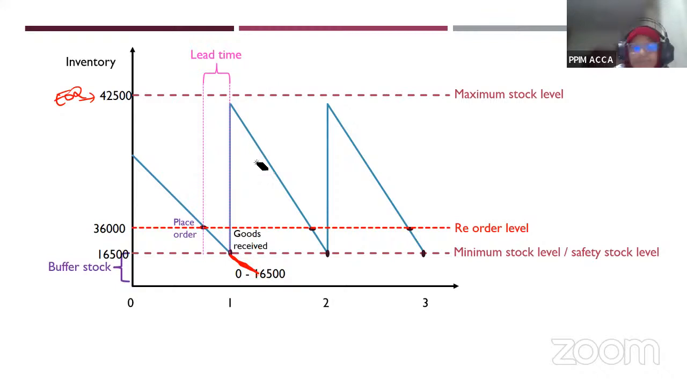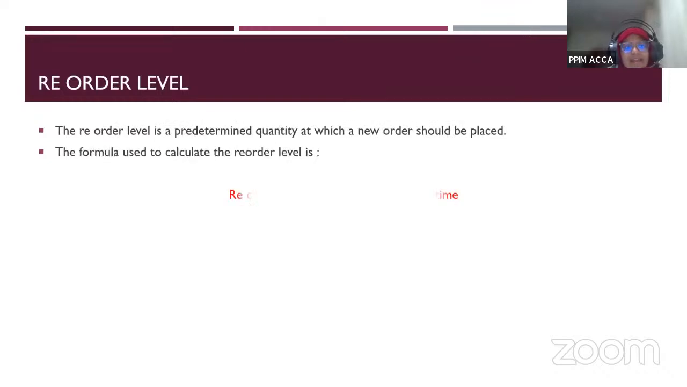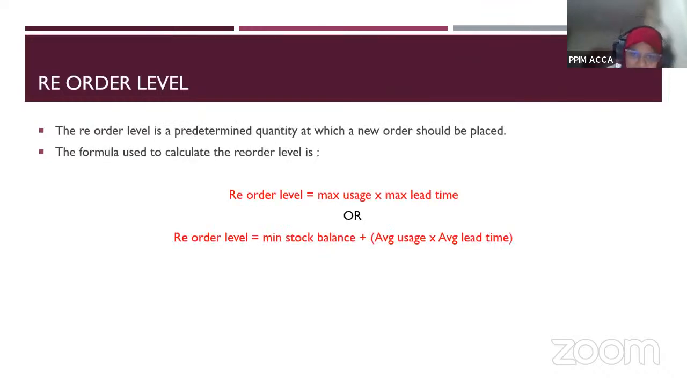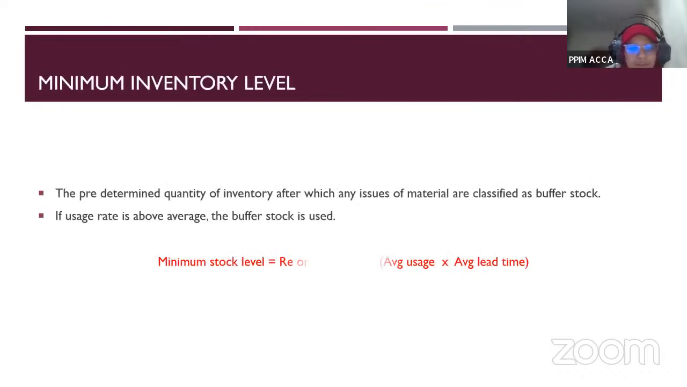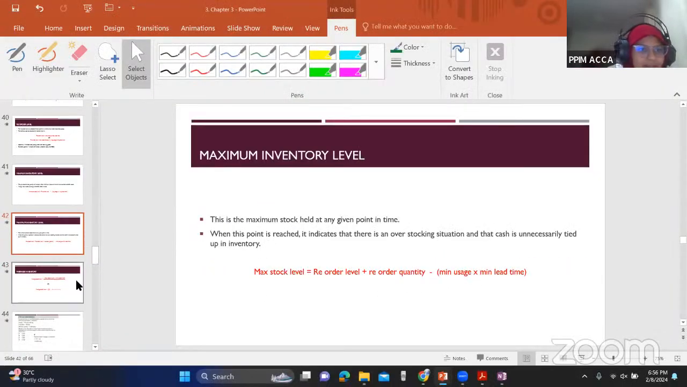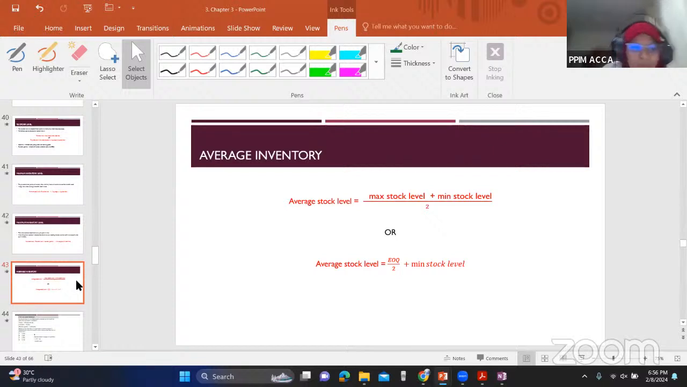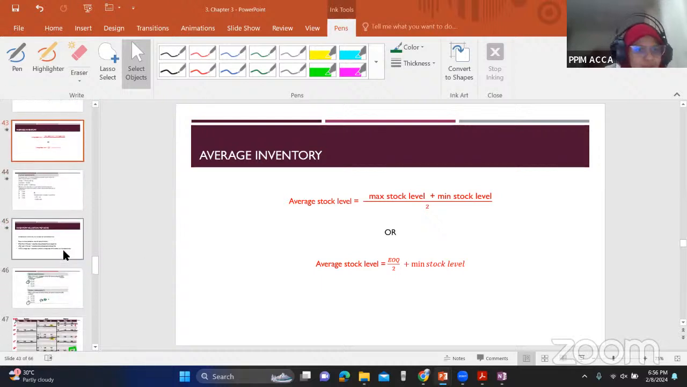So these terms you have to just know, and each of them has a separate formula. Unfortunately, these formulas are not given in the exam, so you have to go through them and memorize them. Reorder level, this is the formula. Minimum inventory has a separate formula, maximum has another one, and average inventory also has another formula. I'll show you a slide where everything is summarized, so you can take it down if you want.